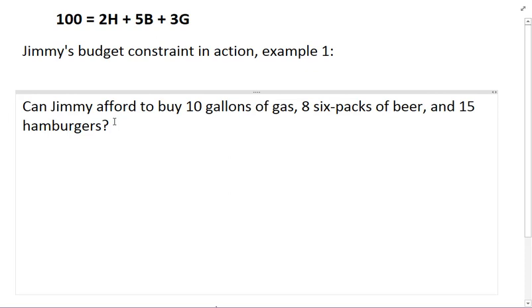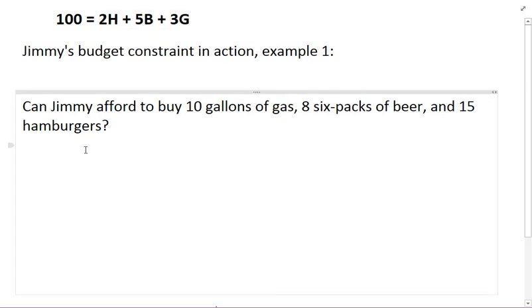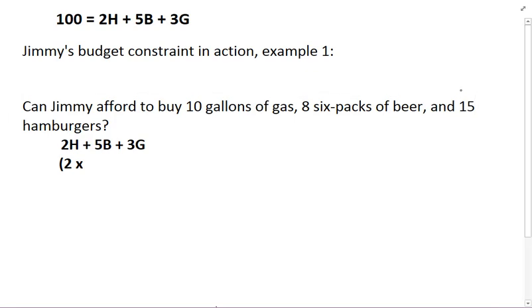So what do we have to do? I'll just copy this and put it down here. We need to put in a number for H, a number for B, and a number for G. So we have 2 times, I think I can use the X. So H is quantity of hamburgers, 15. This is H here. Let me just put a little notation. This is H, so we put it in. That's $30 spent on hamburgers.